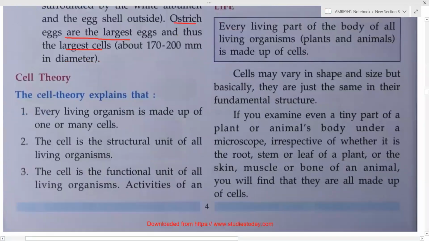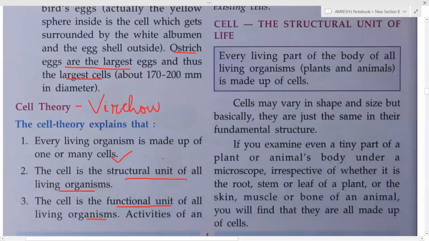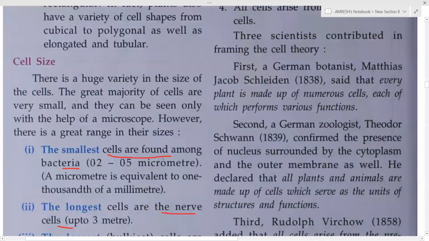So what is cell theory? Cell theory was given by the scientist Virchow. According to Virchow, every organism is made up of cells. Cell is the structural unit of all living organisms. Cell is also the functional unit of all living organisms. Yes, functions of the body are usually performed by the cell only.